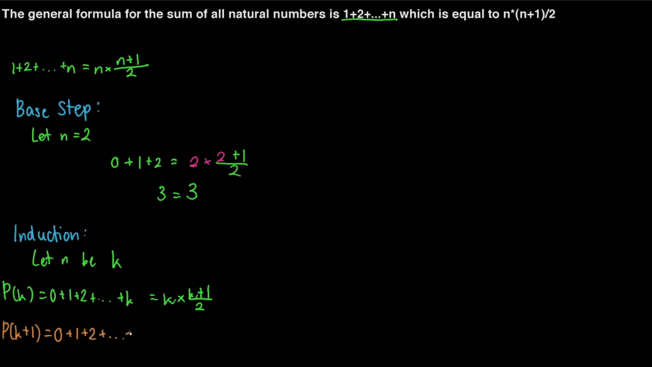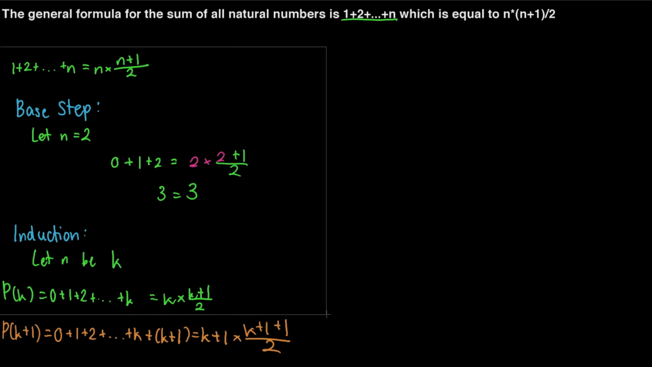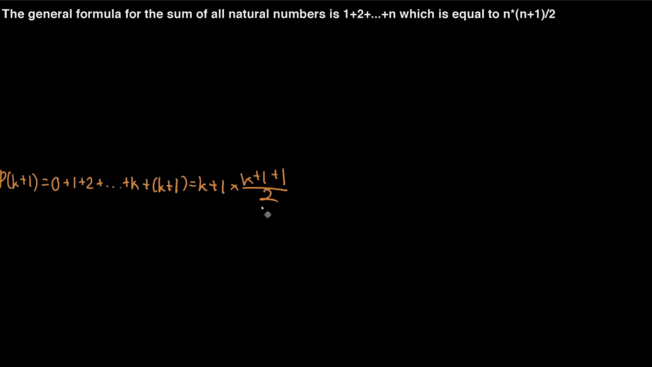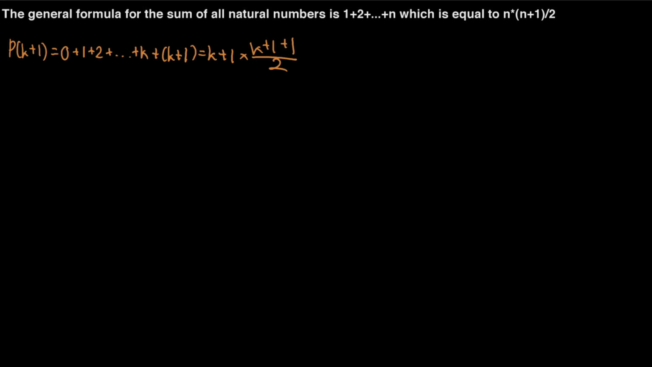On the left side of the equation, we just add k plus 1 after k, and on the right side of the equation, we just replace each variable with k plus 1, meaning that on the right side of the equation, we will have k plus 1 times k plus 1 plus 1 over 2. Now that we have obtained P of k plus 1, let us prove that this statement will hold for all natural numbers. Let us simplify the equation.